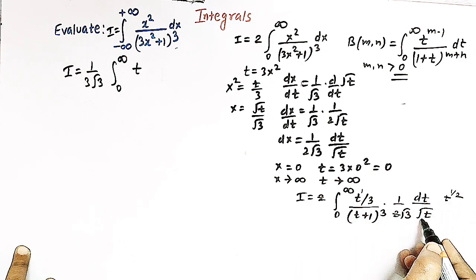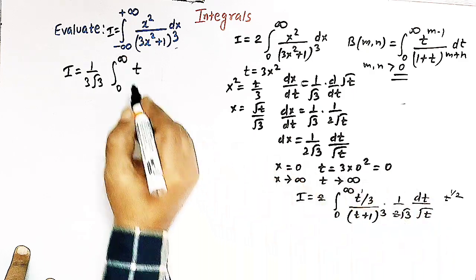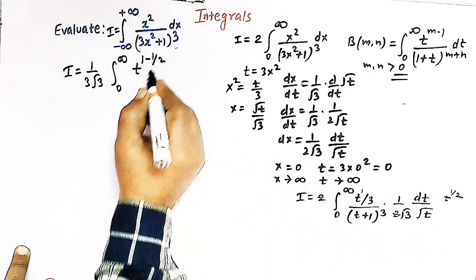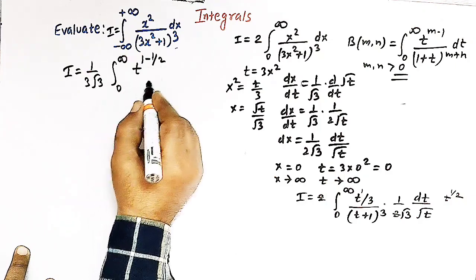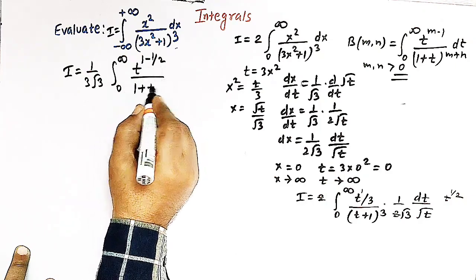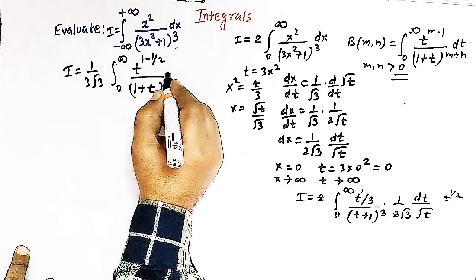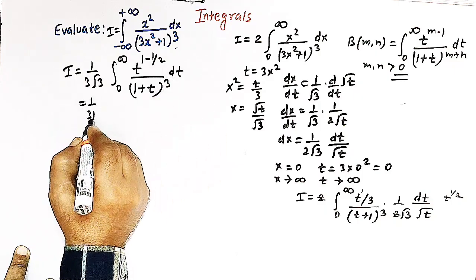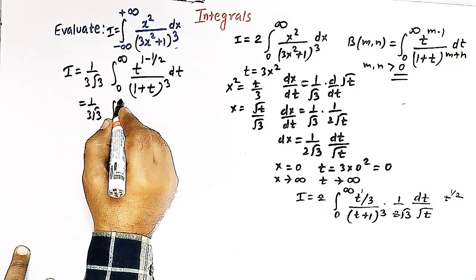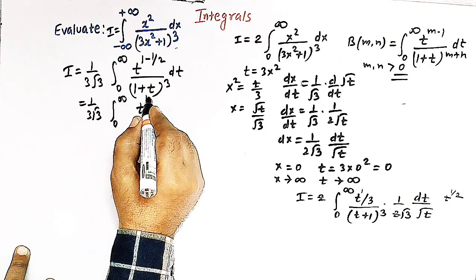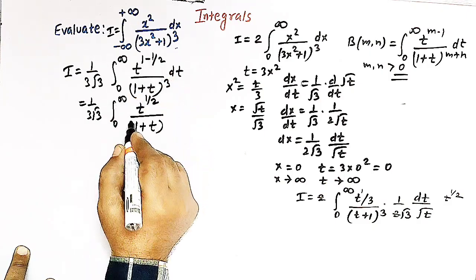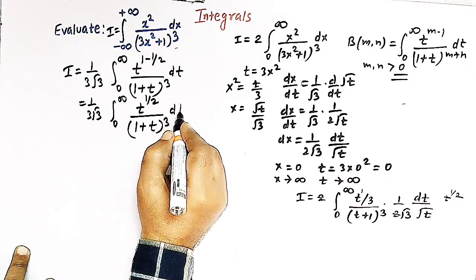And taking t raised to half to the numerator, we can apply the laws of exponent. So this is t raised to 1 minus half, and here we have 1 plus t cube, and this is dt. So we have 1 over 3 root 3, 0 to infinity, and t raised to half, 1 minus half is half, and 1 plus t raised to 3 dt.